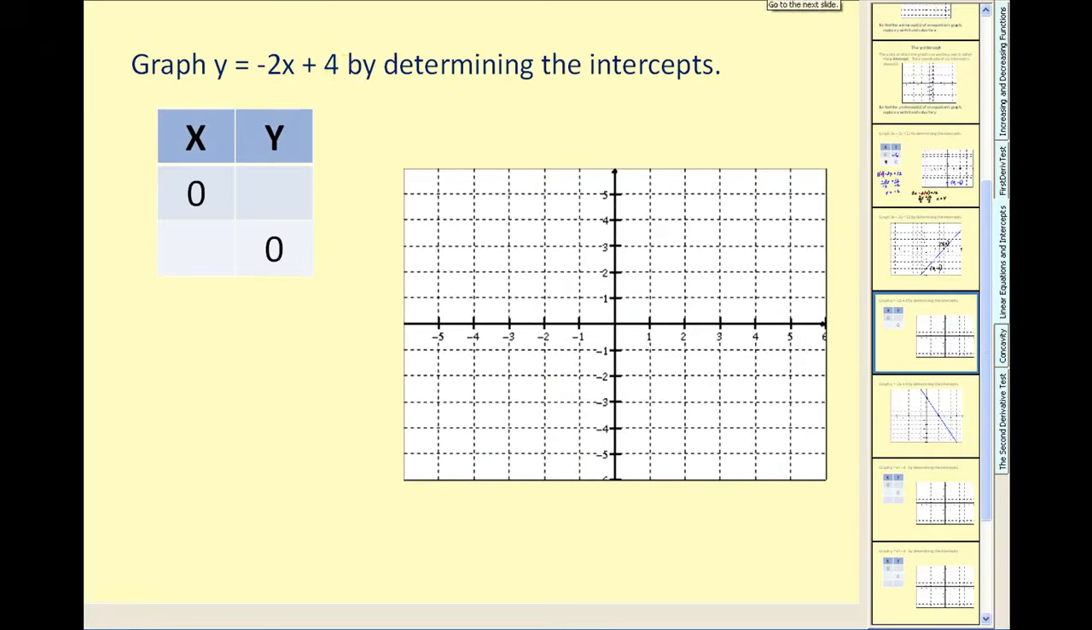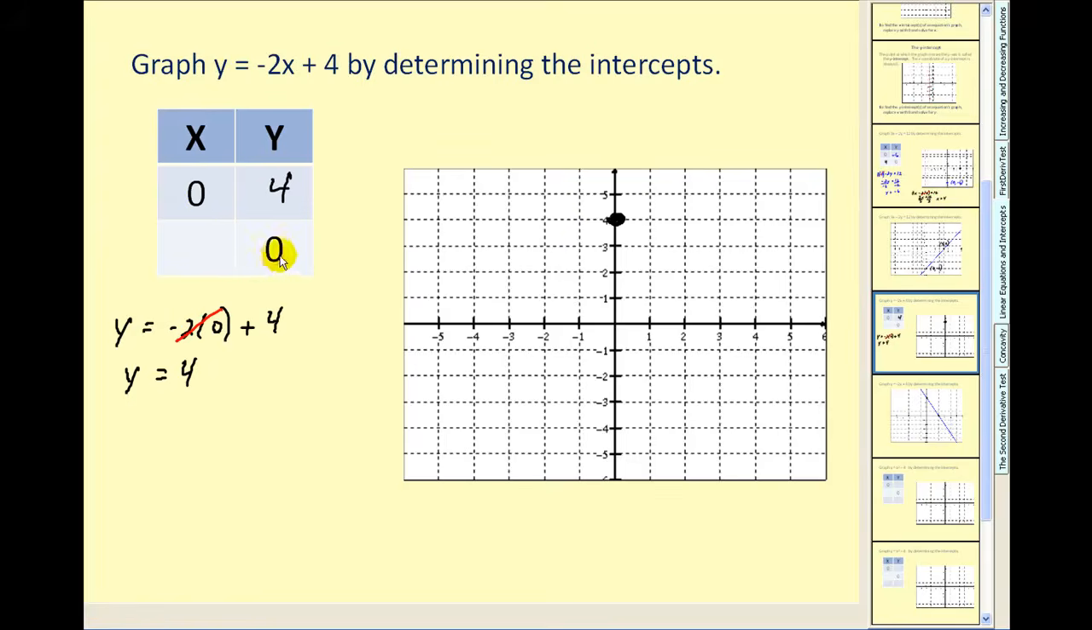Let's try another. Let's graph y equals -2x plus 4 by determining the intercepts. This is another form of a linear equation we haven't discussed yet, so let's stick to finding the intercepts. To find the y-intercept, we'll set x equal to 0. This product is 0, so we have y equal to 4. Our y-intercept is (0, 4).